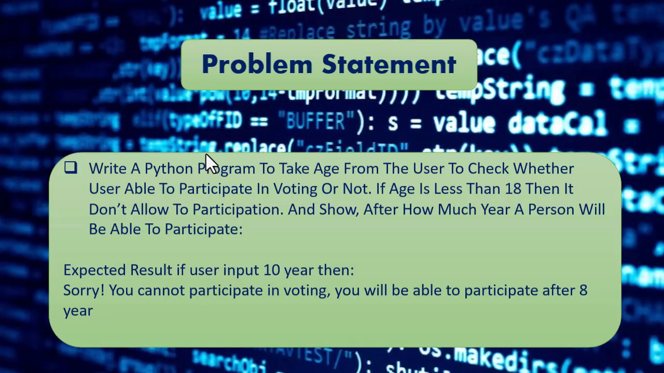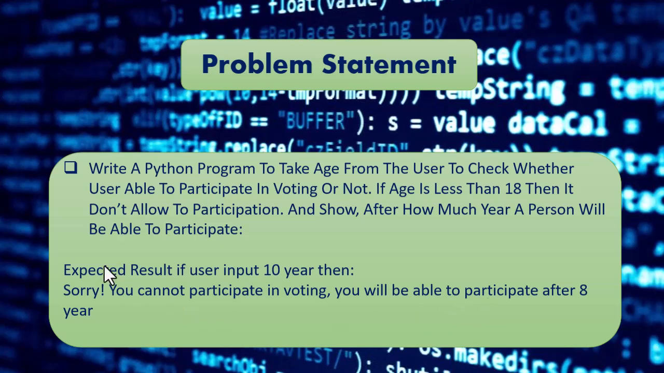So we are in challenge 4, so let me quickly read it. Write a Python program to take age from the user to check whether the user is able to participate in voting or not. If age is less than 18, then it doesn't allow them to participate and shows after how many years a person will be able to participate. So the expected result: if the user inputs 10 years, then "Sorry, you cannot participate in voting. You will be able to participate after 8 years."